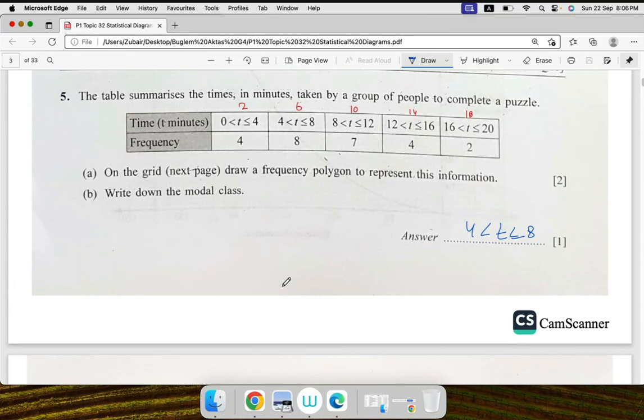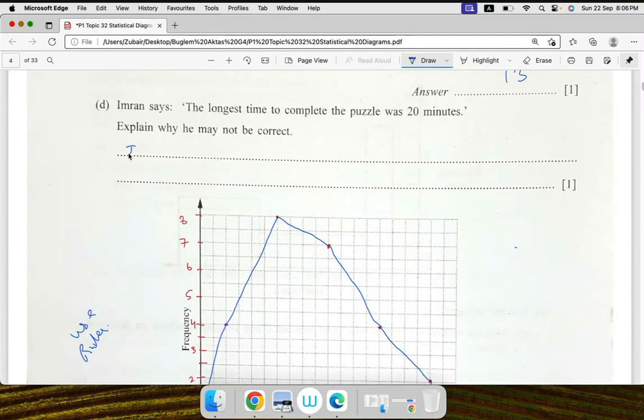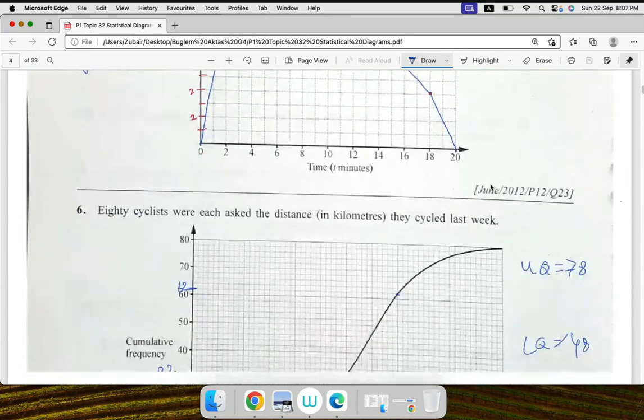Because that's only for a group of people, not a majority. We're not sure how long these two people took. It could have been 17, it could have been 19. I see. That's why he may not be correct.